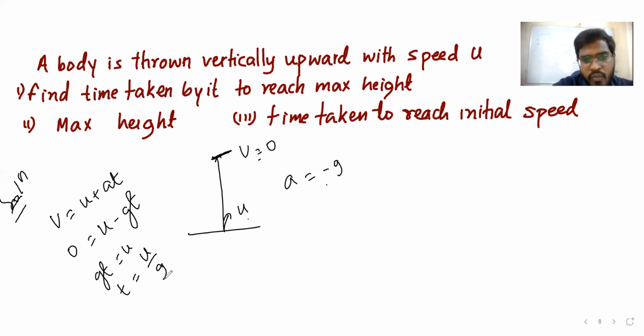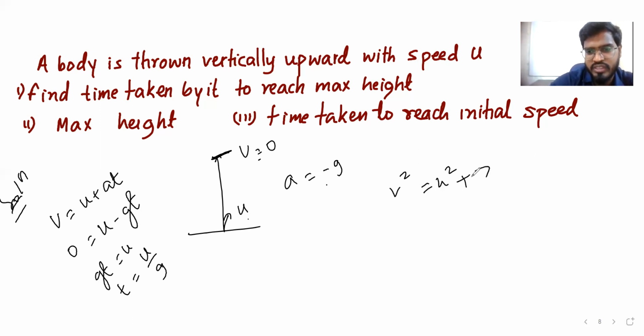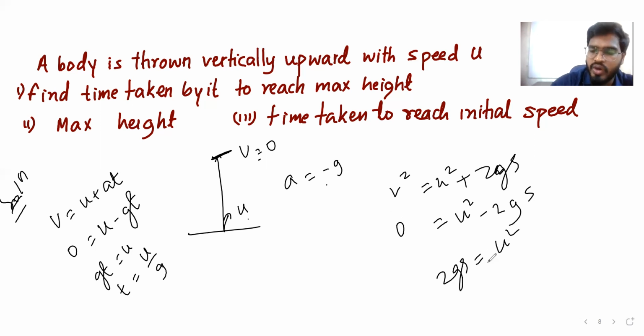Next is the maximum height. Now think how we'll find the maximum height. We have the time also, but we can use v square is equal to u square plus 2as. Here v square is anyway 0, u square only, minus 2gs. So 2gs is equal to u square. S is equal to u square by 2g.